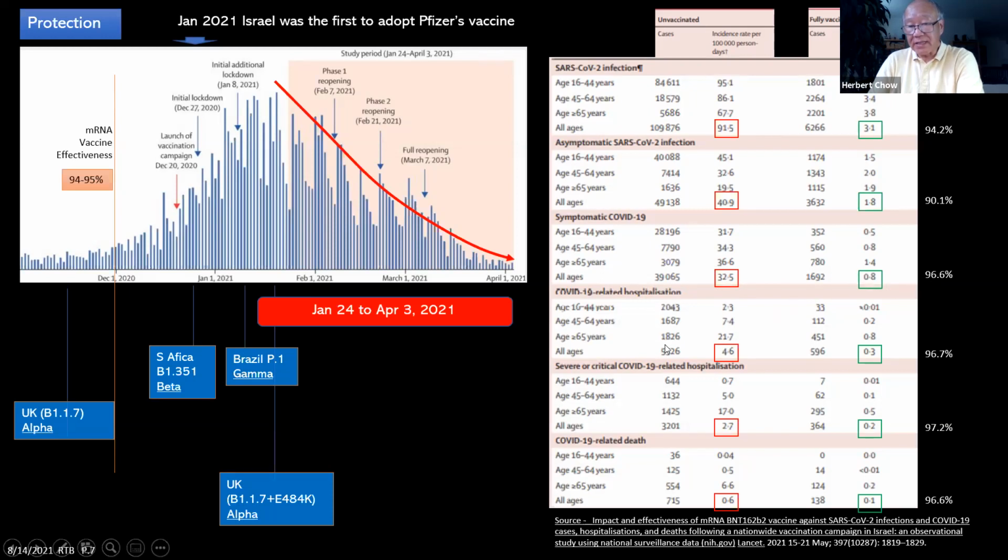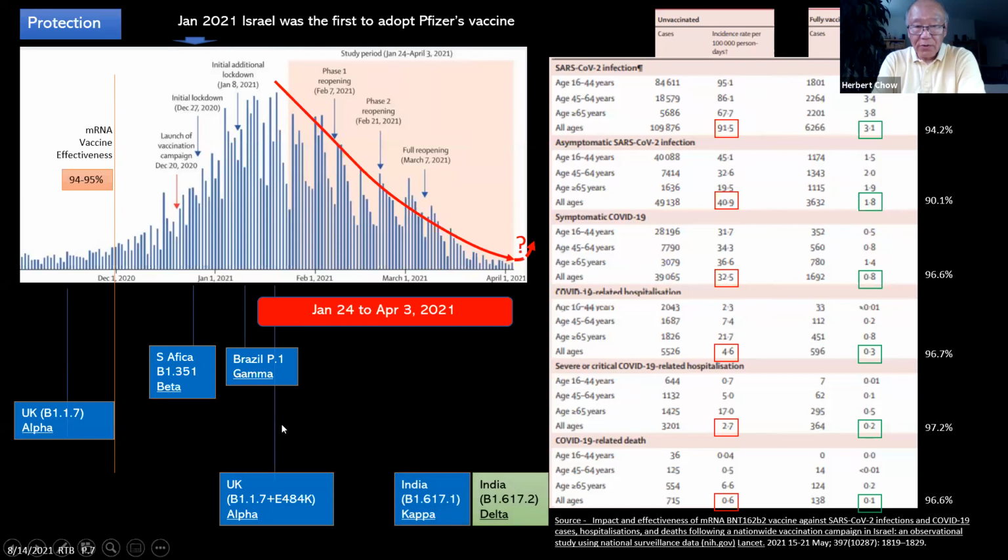If you look at the hospitalization rate, it's 4.6 versus 0.3. And then really severe ICU-type hospitalizations, 2.7 versus 0.2. That's 97% effectiveness. Also mortality. If you look at it, this vaccine is really still good, even in the face of all these variants.